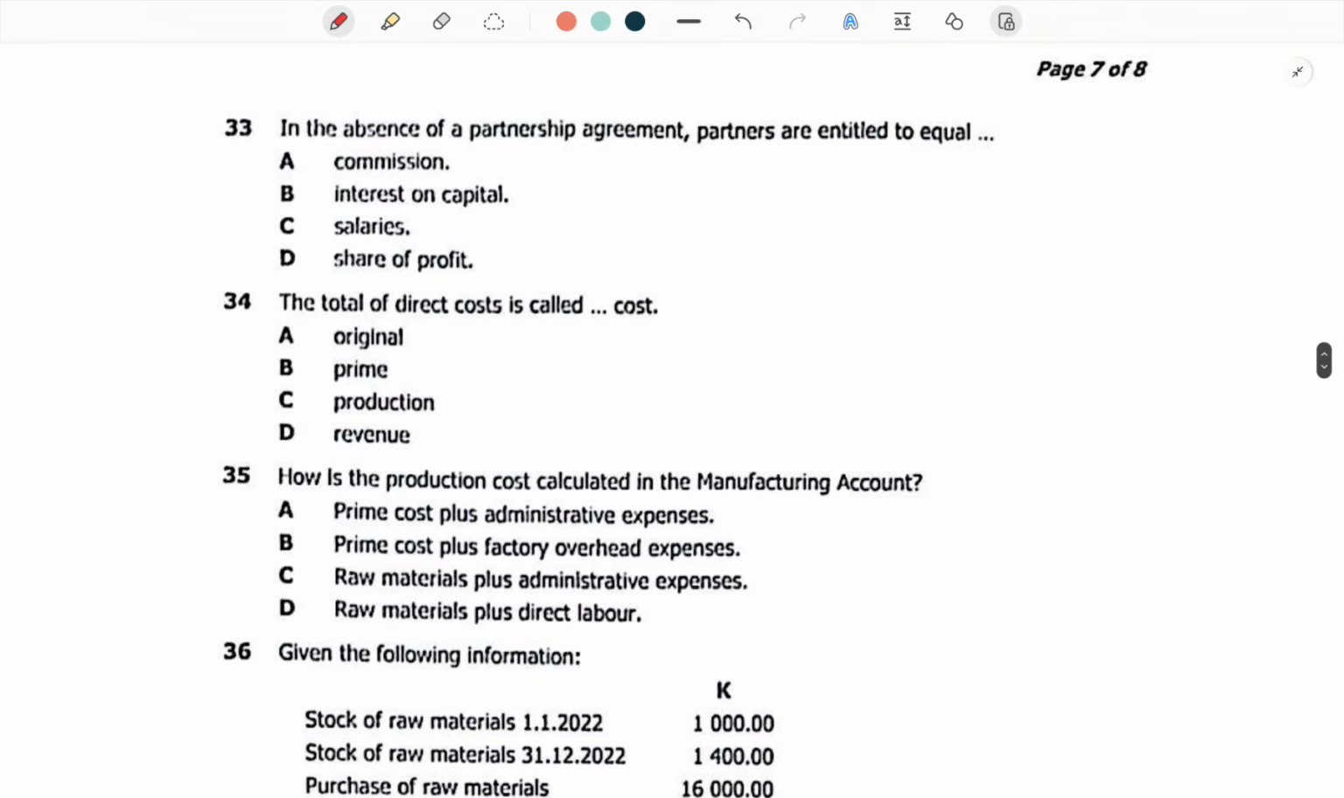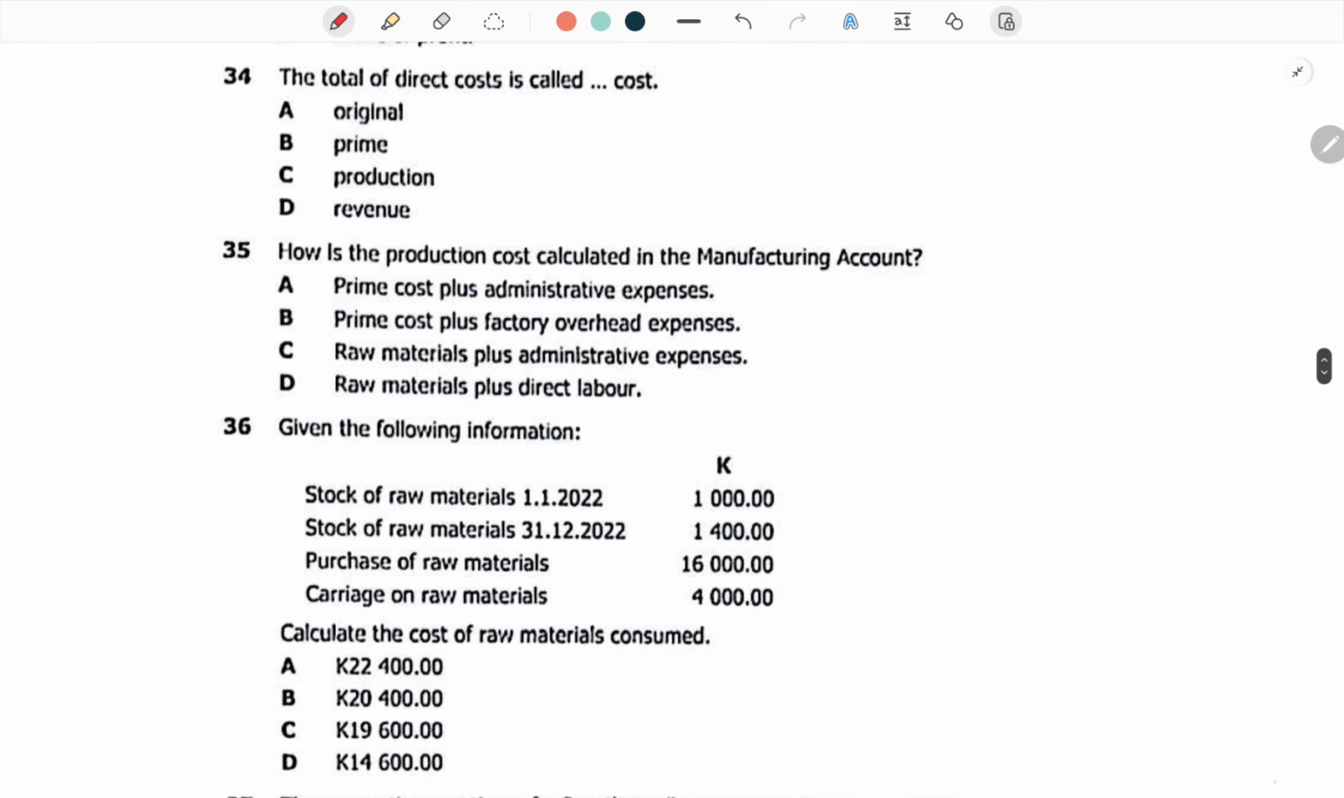In the absence of a partnership agreement, partners are entitled to: A, commission. B, interest on capital. C, salaries. D, share of profit. The best answer is simply, you got it correct, interest on capital.